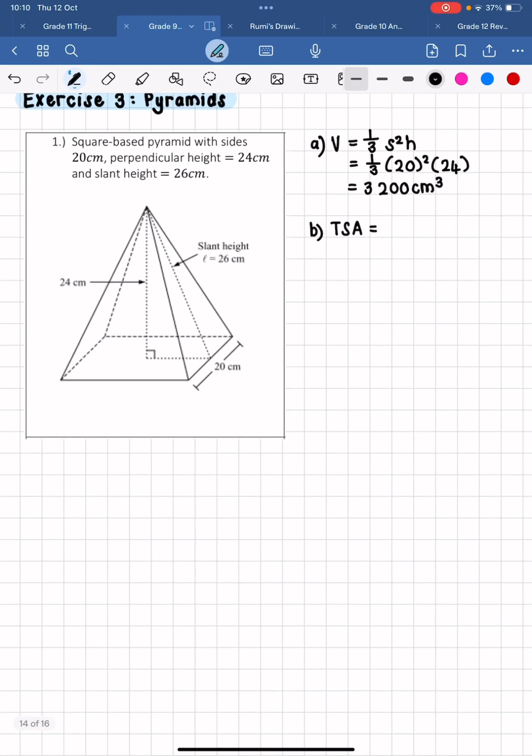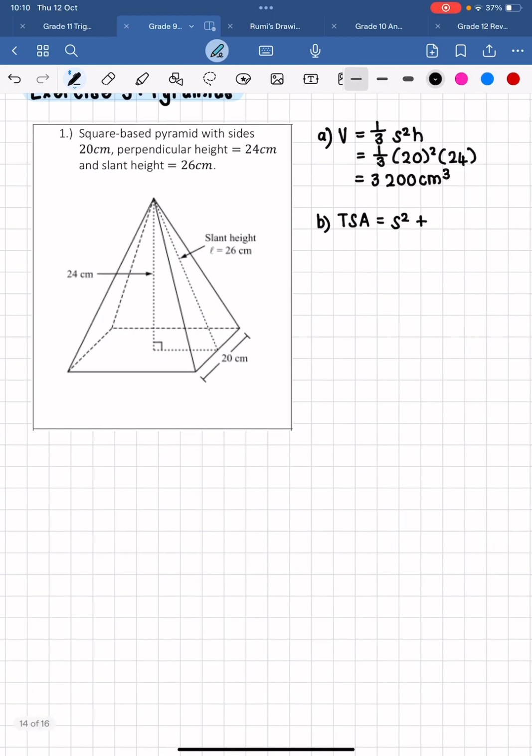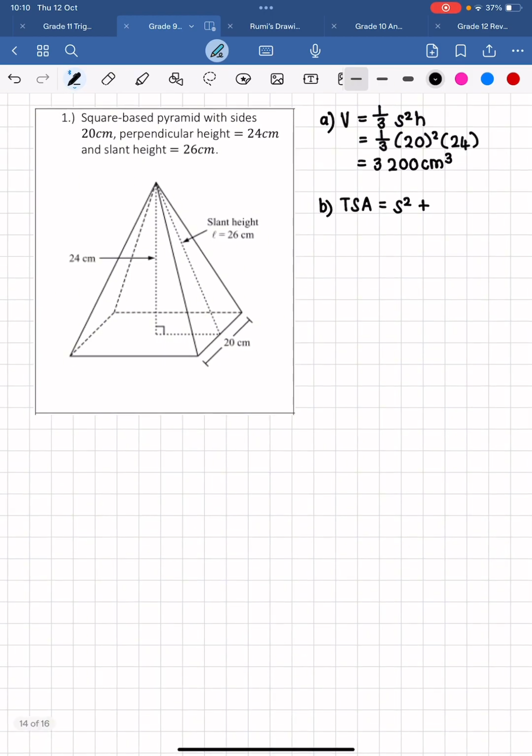I'm going to write the formula down, but you don't really have to. But I am just going to. We're going to find the area of the base. Since it's a square, I'm going to write side squared. Plus, now guys, it's a square-based pyramid, so all four of my sides, the triangles, are going to be the same. So 4 times, how do you find the area of a triangle?